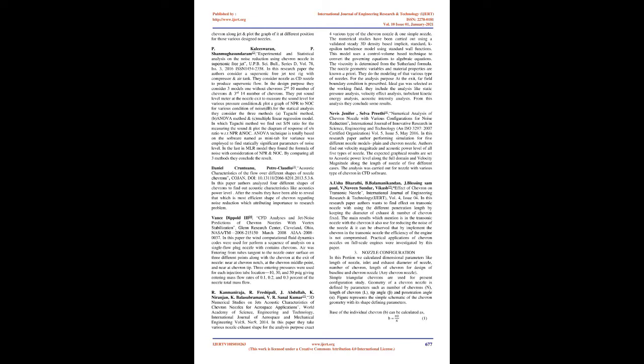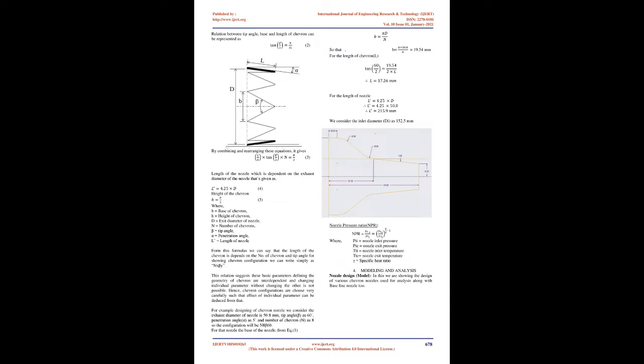Volume 78, ISS 3, 2016, ISSN 1454-2358. In this research paper the authors consider a supersonic free jet test rig with compressor and air tank. They consider the nozzle as a CD nozzle to produce supersonic flow. In the design they consider 3 models, one without chevrons, second with 10 chevrons and third with 14 chevrons. They put a sound level meter at the nozzle exit to measure the sound level for various pressure conditions.